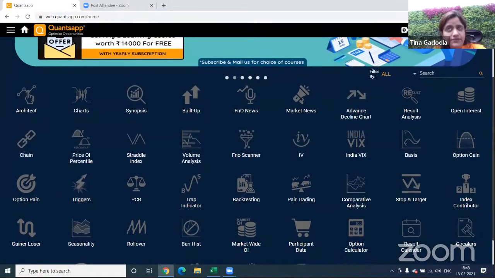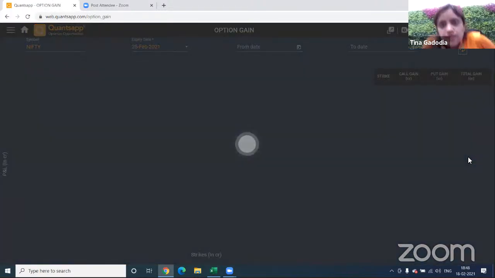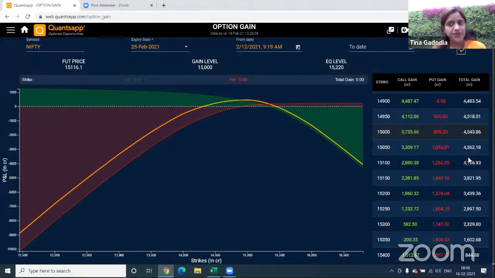Now, one thing from the expiry perspective, which I look at a lot, is the option gain level. This is a product which should be used only for intraday trading and only on the expiry day. The EQ level is something we can use during the expiry also. I will explain that.